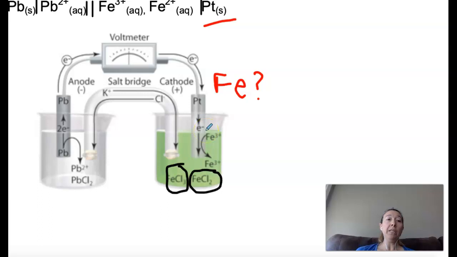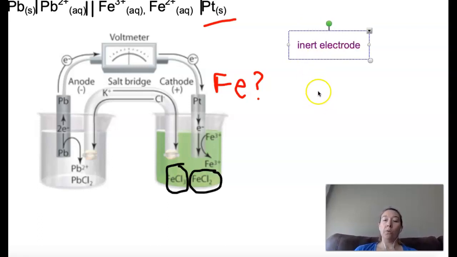So this leads us into the next concept, which is what we call an inert electrode. We always need electrodes, right? We can't not have electrodes. We need a surface for electron exchange to occur. But inert means it doesn't participate in the reaction. So in this case, this is a perfect example of where I need an inert electrode. I can't use an iron electrode because it will actually react with itself.